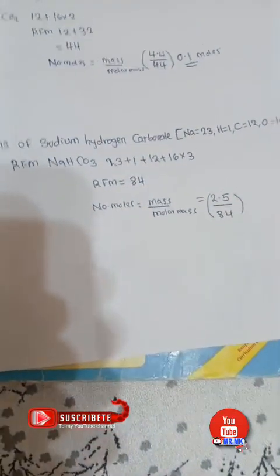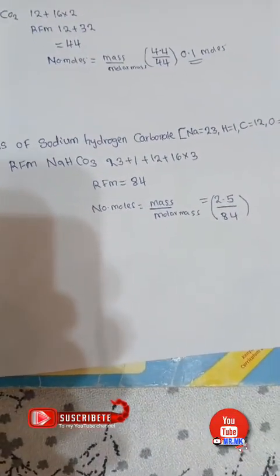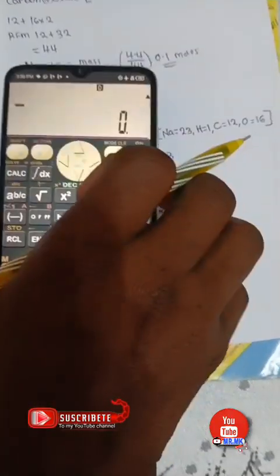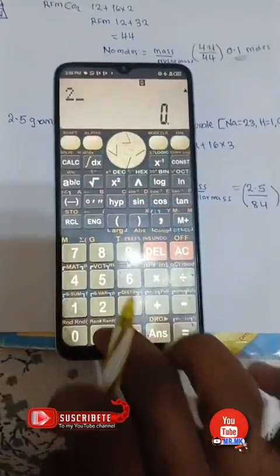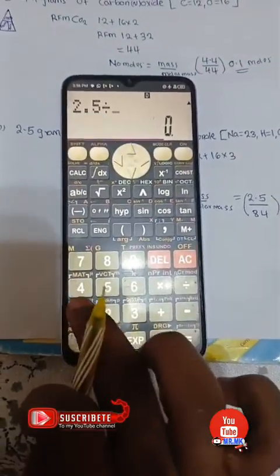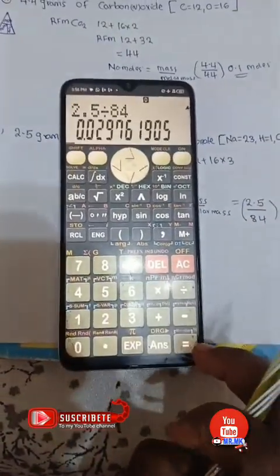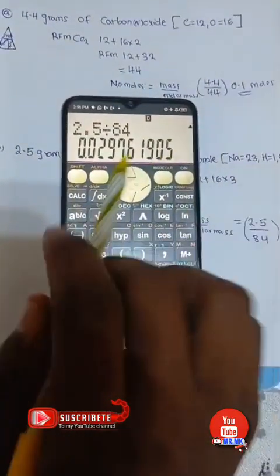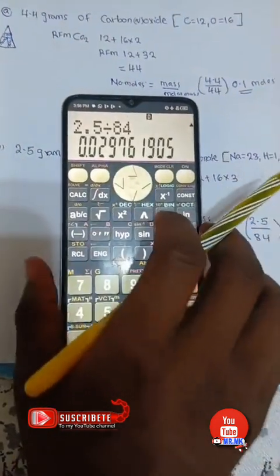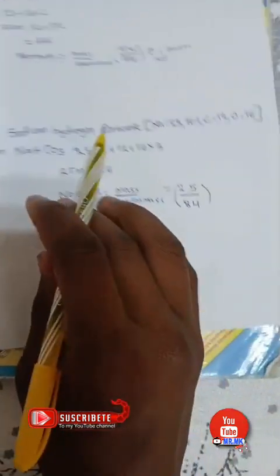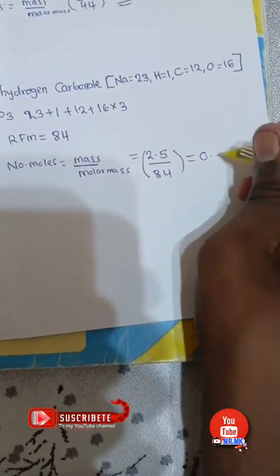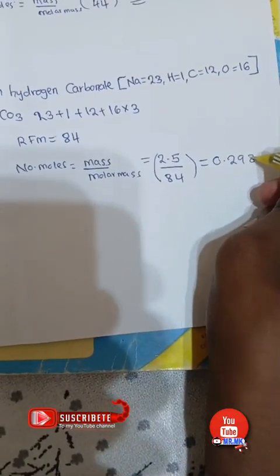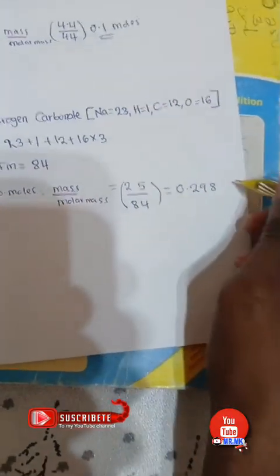Now you have to divide. Now 2.5 divided by 84. You have to use your calculator wisely. 2.5 divided by 84, which is the same as 0.298. 0.298 moles.